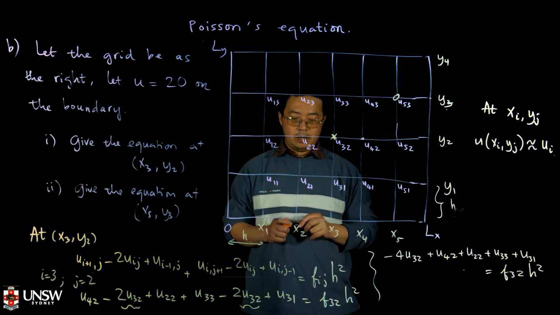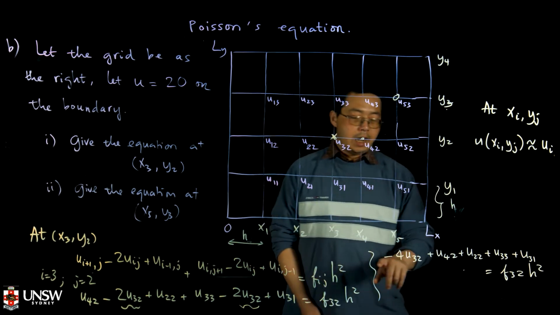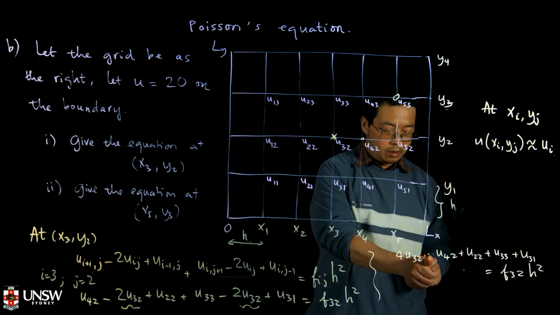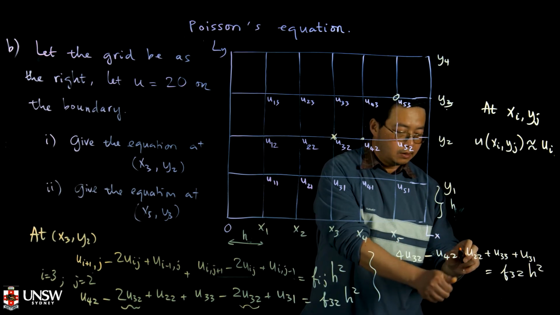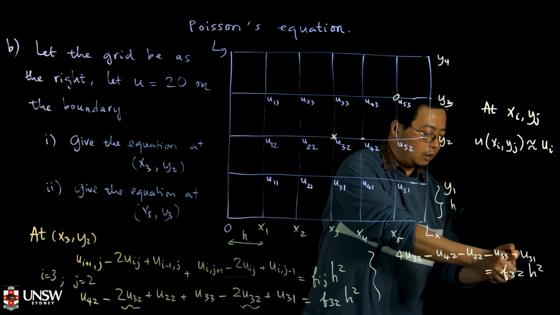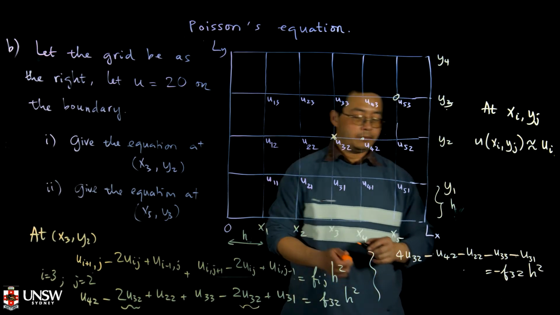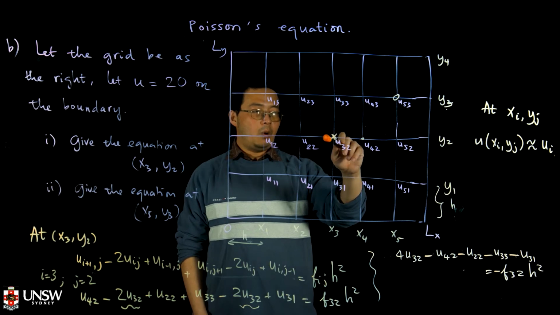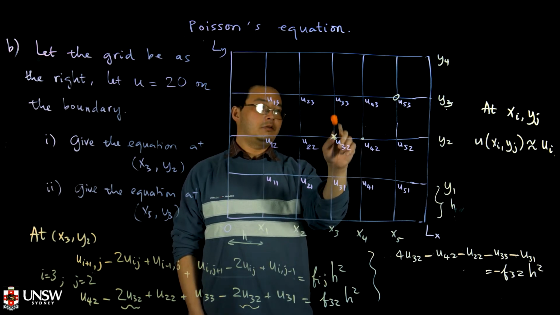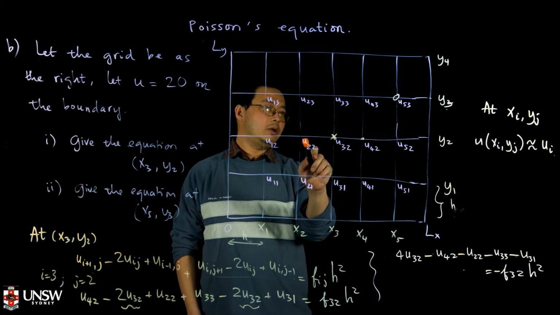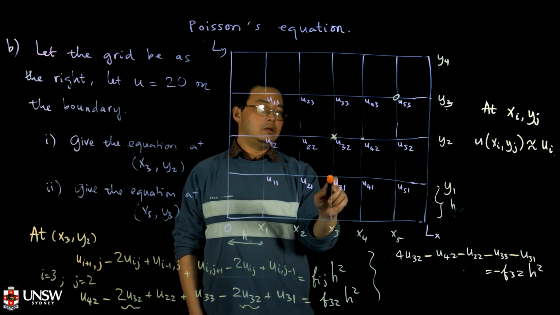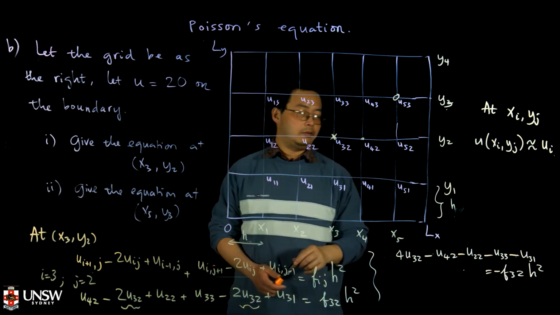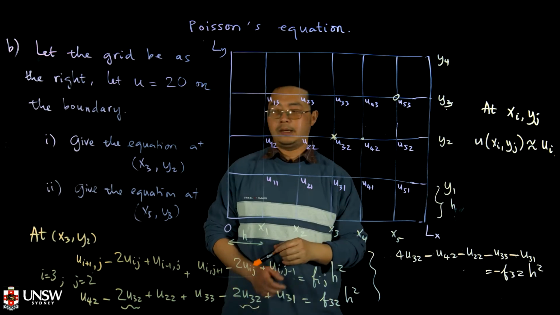Okay, and you will see the reason later, we can negate the left and the right as well. So if you negate, then this one becomes plus, and all the others become minus. So now what is the structure? The structure is you have 4 times the current point, minus the 4 neighbors. So u(4,2) here, u(2,2) here, u(3,3) here, and u(3,1) here. So we have the center and minus the 4 neighbor points, equal to the value of the function f at that point multiplied by h square. Okay?